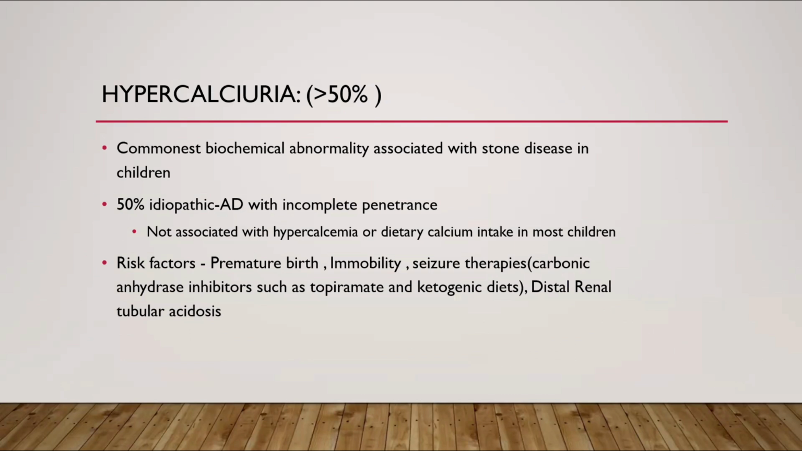The commonest biochemical abnormality associated with urinary stone disease in children is hypercalciuria. It has many different etiologies, but the most common amongst the pediatric population is idiopathic hypercalciuria, and it is characterized by normocalcemia, and there is no increased dietary calcium intake contributing to this. Although the precise genes that contribute to the idiopathic form have not been identified, it follows an autosomal dominant pattern with incomplete penetrance. The other risk factors are premature birth, immobility, seizure therapies, and distal renal tubular acidosis.